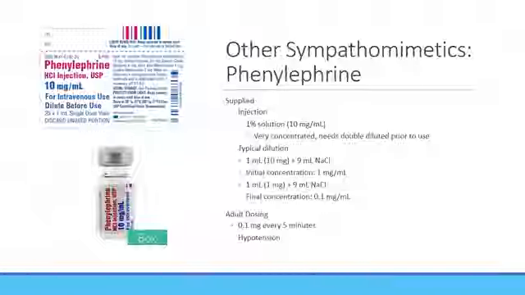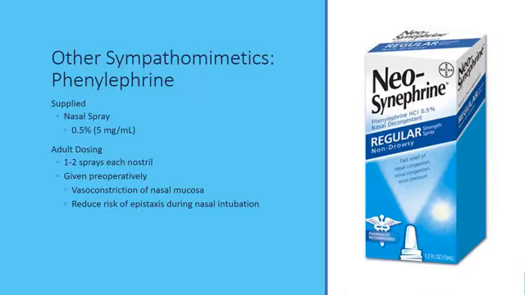The typical adult dosing, we're going to administer 0.1 milligrams every 5 to 10 minutes, maybe 0.2 depending on how hypotensive the patient is. Phenylephrine is also the active ingredient in nasal sprays, and it acts as a decongestant. And its activity is the same. It's going to cause vasoconstriction, and that's going to decrease the blood flow and the size of any edema and help resolve and kind of open up the nasal passages.